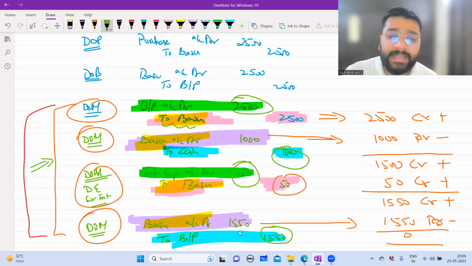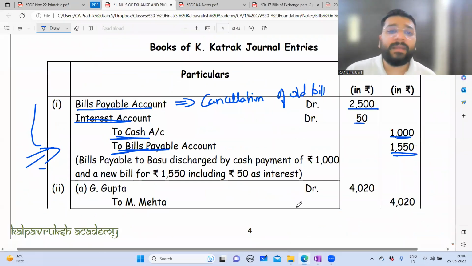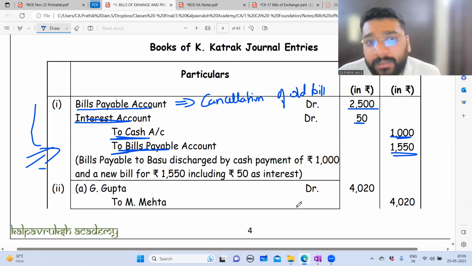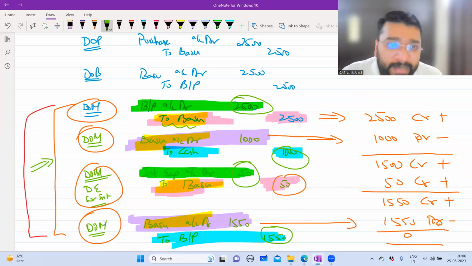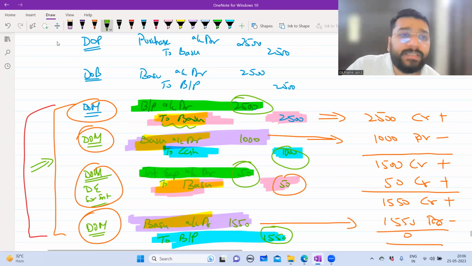Now you may ask, sir, in the exam, what am I supposed to do? Should I record a combined entry? If the very same question comes, I would suggest you pass a combined entry, because this is what is expected in the ICAI study module, MTP and RTP. This is the answer that has been given. Otherwise, we can take a risk of doing these 4 entries separately. Guys, purchase entry is not required. Basu bills payable entry is not required.